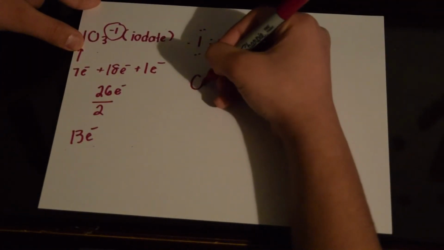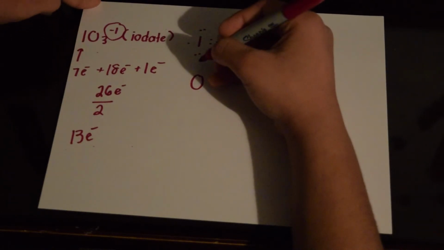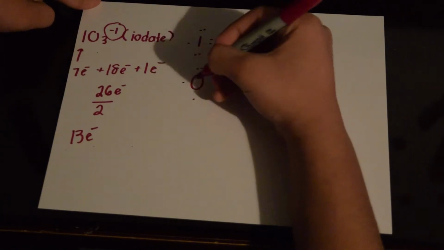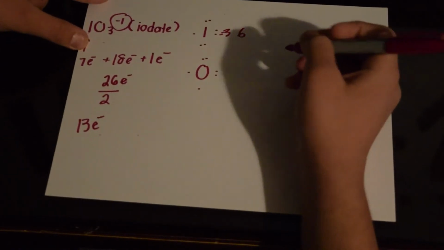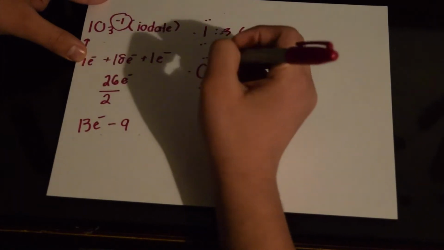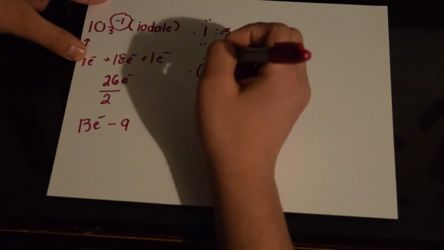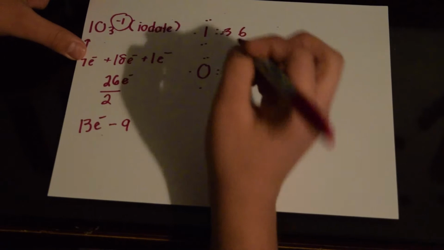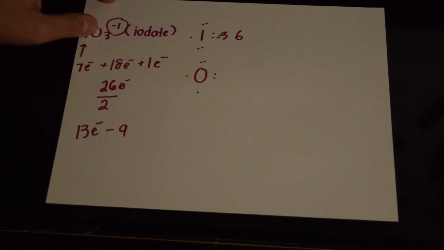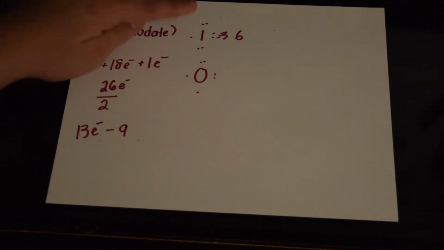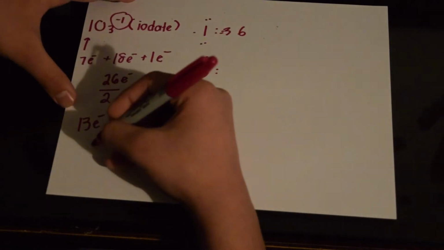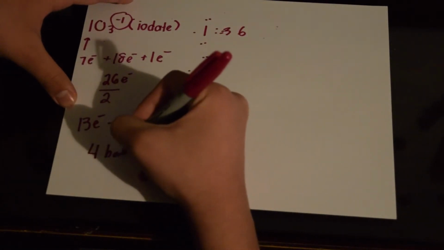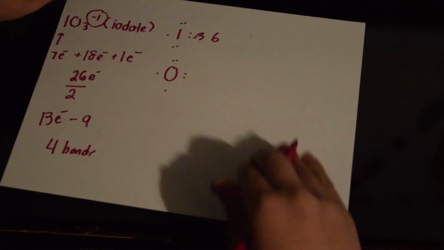And oxygen has 6, so it's 1, 2, 3, 4, 5, 6, 6. So it'll be minus 9. Let me just check if I did that correct. So we got 4. Okay, yeah, so we did that correct. Now we're going to get 4 bonds that this Lewis structure will have. So we're going to strive towards getting 4 bonds.